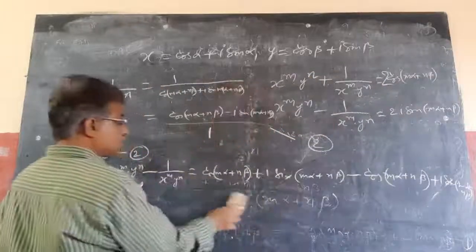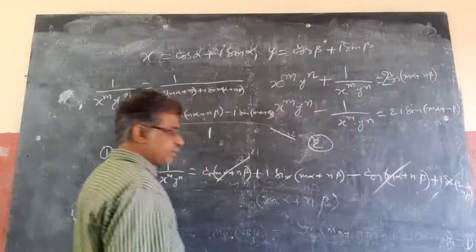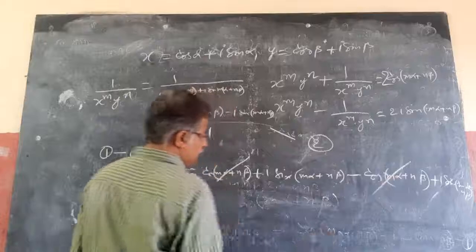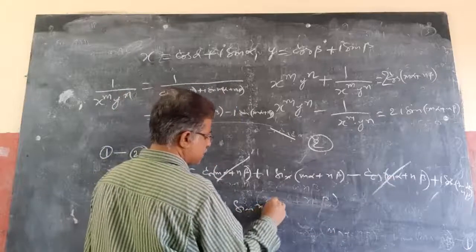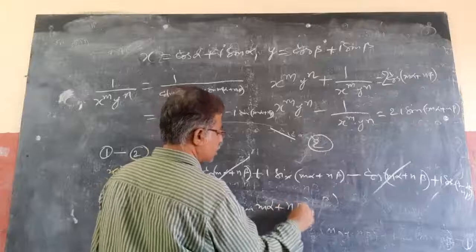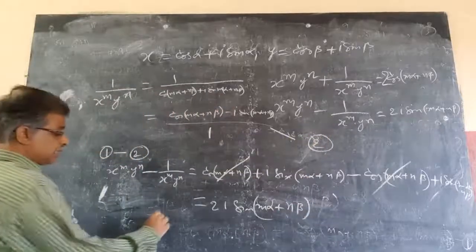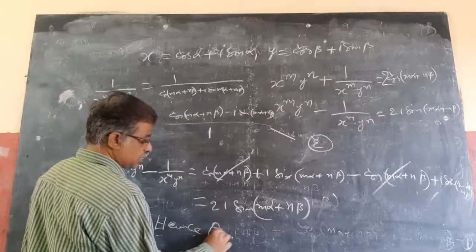I am doing minus. So this time cos m alpha plus n beta gets cancelled, and left out is i plus i, 2i sin m alpha plus n beta. That is what the second is. Hence proved. Both identical. One is with plus, other is with minus. Hence proved.